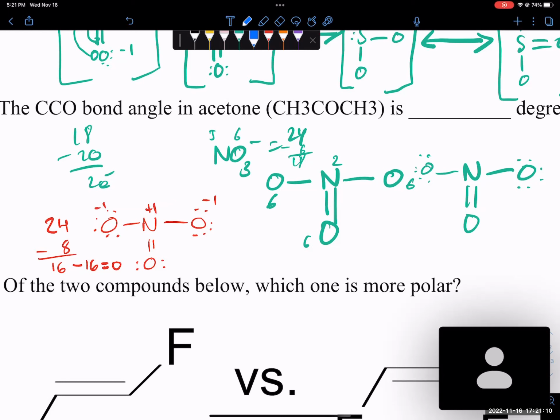Also, you want the positive charge to be on the less electronegative atom. So notice how nitrogen is less electronegative than oxygen. It has a +1 charge instead of the oxygen. If the oxygen had a +1 charge, then that molecule is crying out in pain, basically. It's one way to think about it.